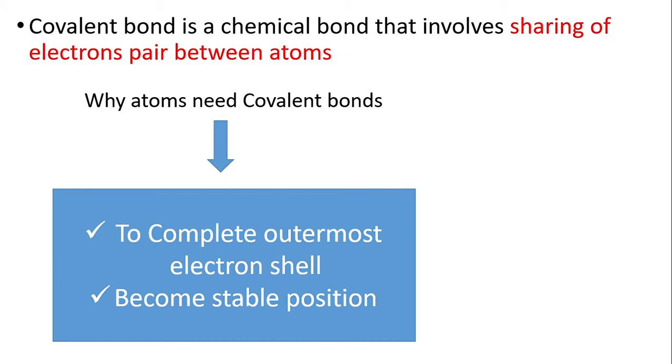If I ask a question like this: why do atoms need covalent bonds? There are two reasons actually. To complete the outermost electron shell, it means to complete the maximum number of electrons in the outermost electron shell. Also, to become a stable position. These two reasons are really important and you had better remember them yourself.